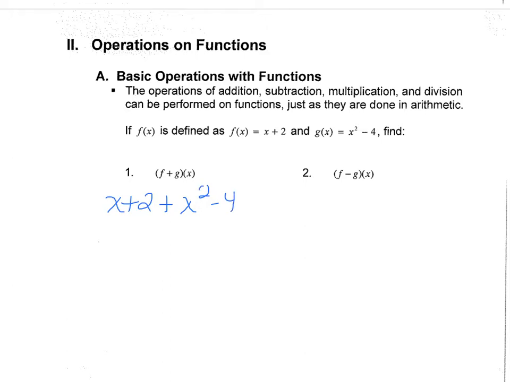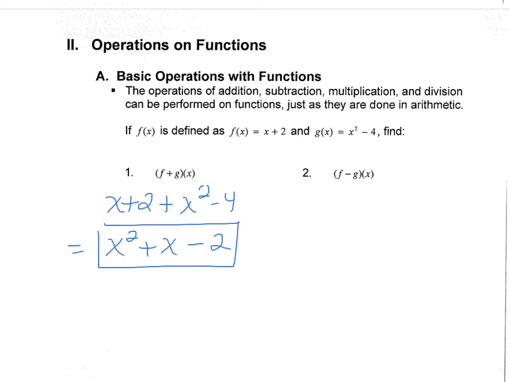All right, let's see if we can combine any like terms. I have x squared plus x minus 2. There's no one else I can put together, so my answer for adding f of x to g of x is x squared plus x minus 2. All right, let's take a look at number 2.